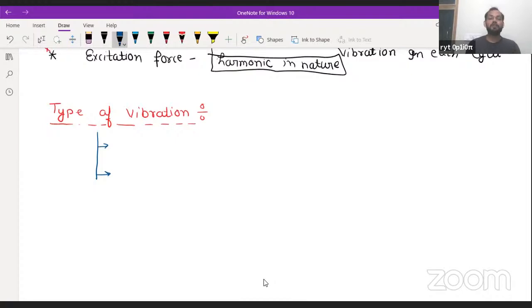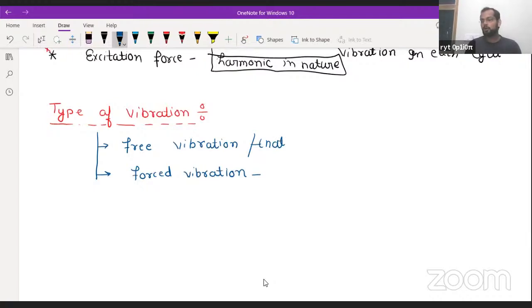Basically, vibration on the basis of forced condition is categorized into 2 parts. First one is free vibration. Very good, Raghu. Free and forced. So basically, it is free vibration and forced vibration. Now, free vibration is also known as the natural vibration, as Raghu gave the name. Free vibration is also known as the natural vibration.